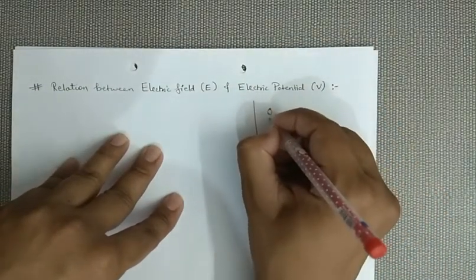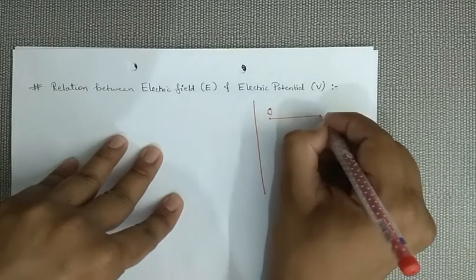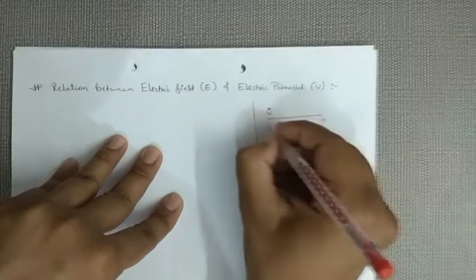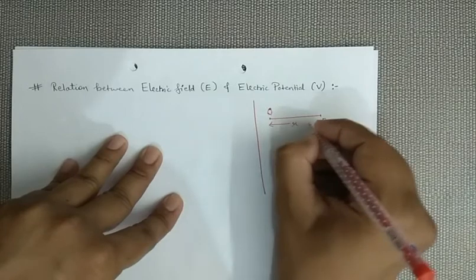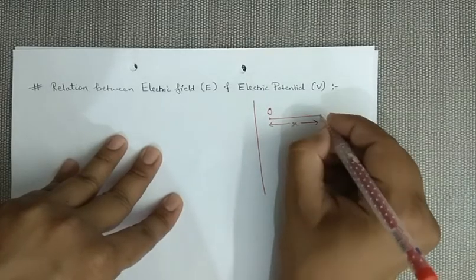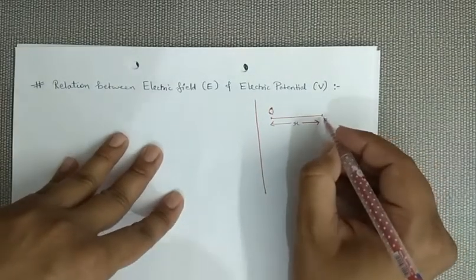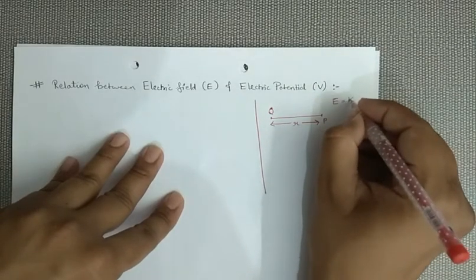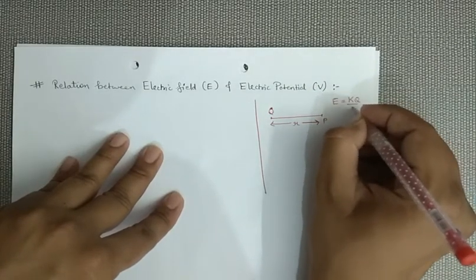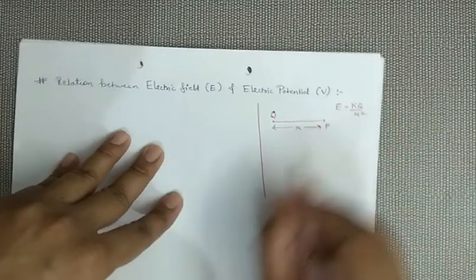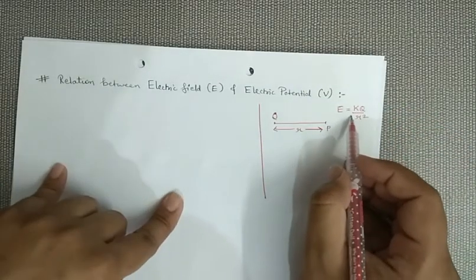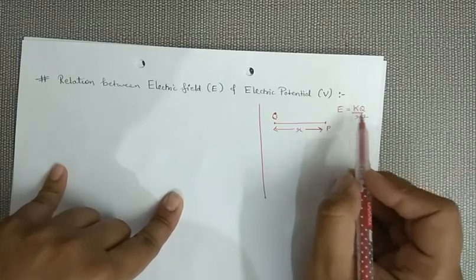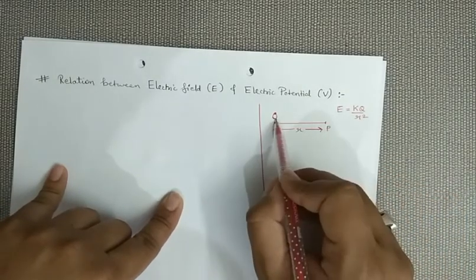Suppose this is charge Q and this is your point P at a distance of R. If I want to know the value of electric field at this point, you can simply say electric field is KQ by R square. We have seen in our previous section, electric field is KQ by R square because of this charge.